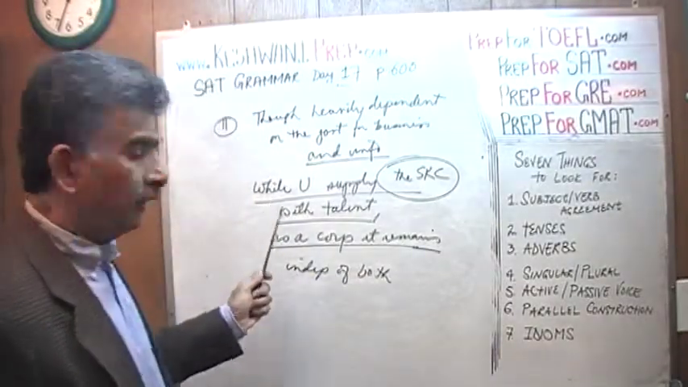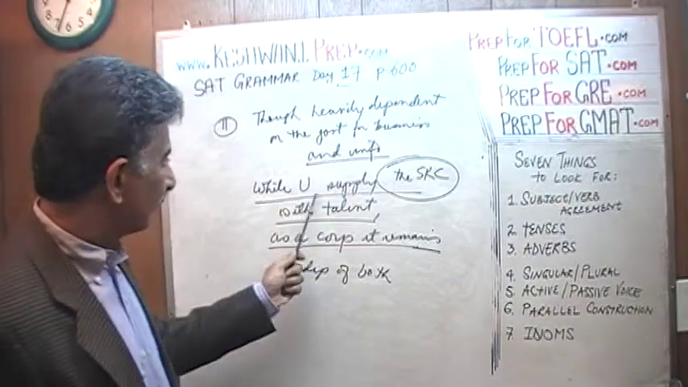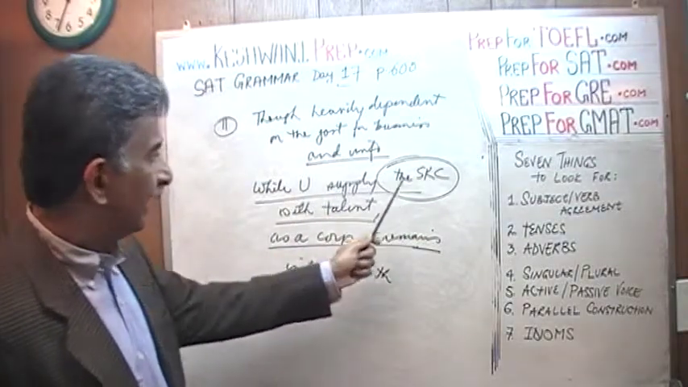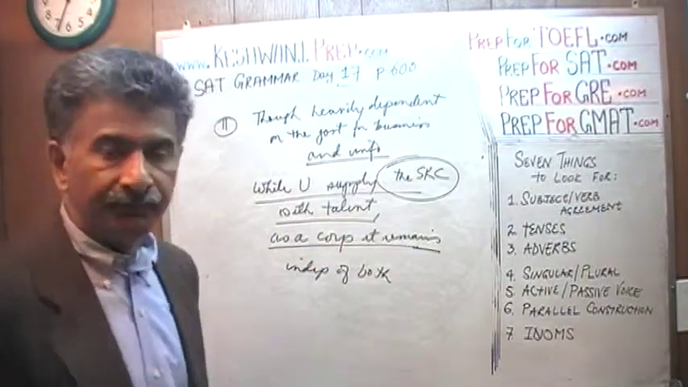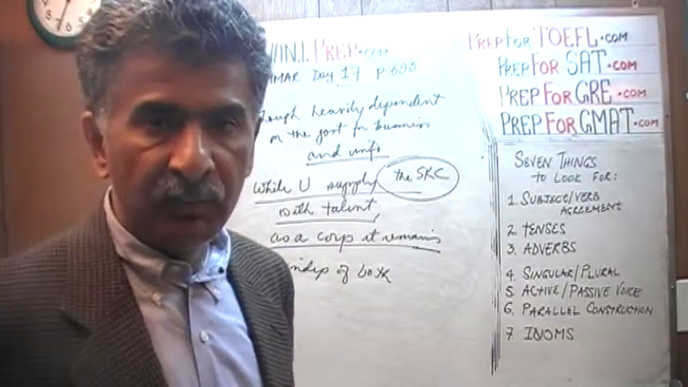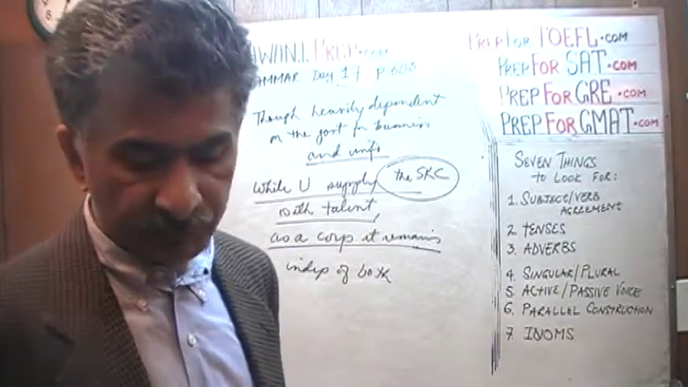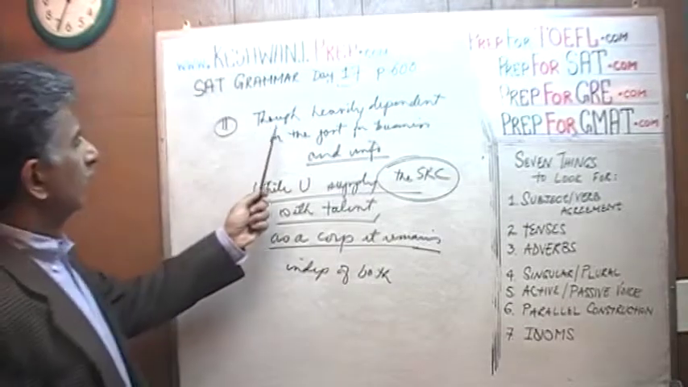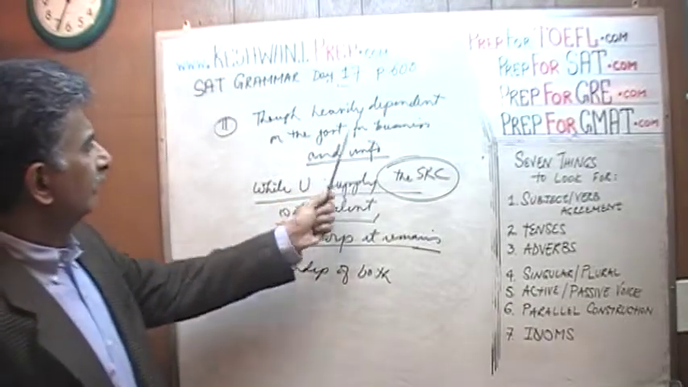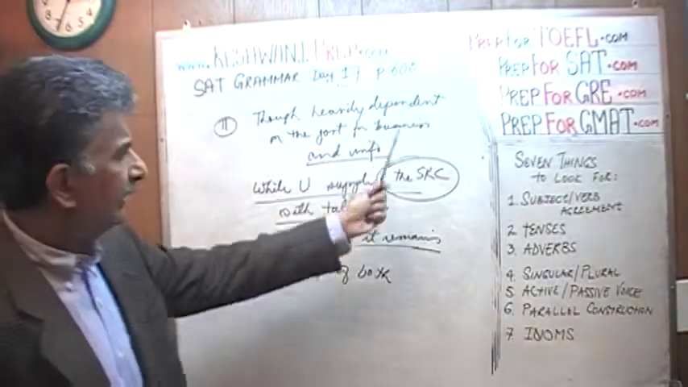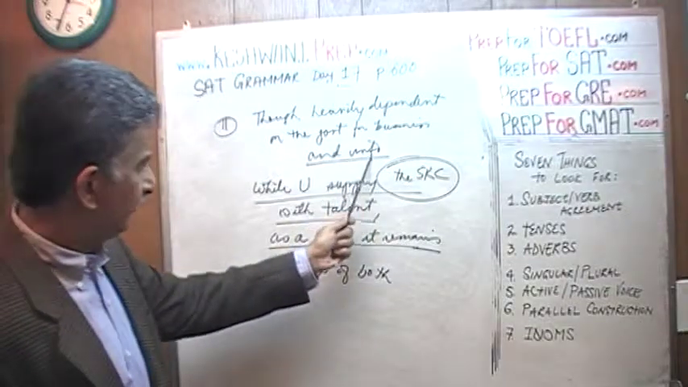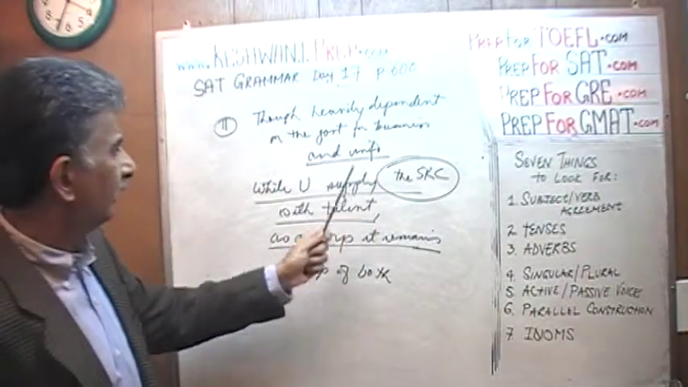Let's keep going. At the same time, while the universities supply the space research centers with talent. So where do they hire their talents? Where do they hire their scientists from? They come from the university. So let's see what we can do here. Though heavily dependent on the government for business. So business, this part we cannot do anything here because it's not underlined. And information, this is the end. This is the end of the first idea.